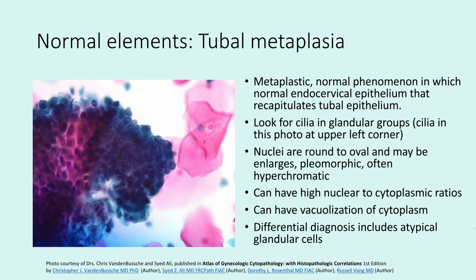So now we'll get to another normal element, which is tubal metaplasia. This is a metaplastic phenomenon, a normal phenomenon, where endocervical epithelium recapitulates tubal epithelium. It happens in normal endocervix, especially as you climb up toward the lower uterine segment. The key is to look for cilia, which in this photo you can see at the top left-hand corner. The nuclei in these cells are round to oval and may be enlarged, pleomorphic, and often hyperchromatic. They can have high nuclear to cytoplasmic ratios, vacuolization of the cytoplasm, and the differential diagnosis includes atypical glandular cells.